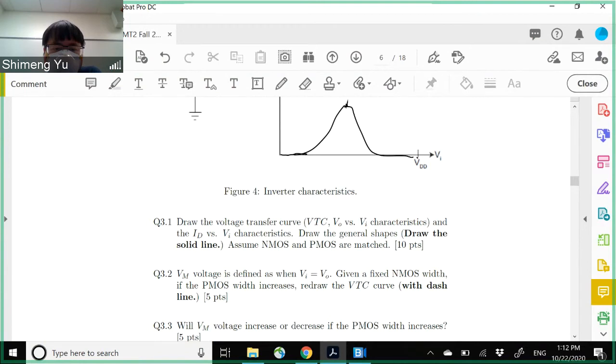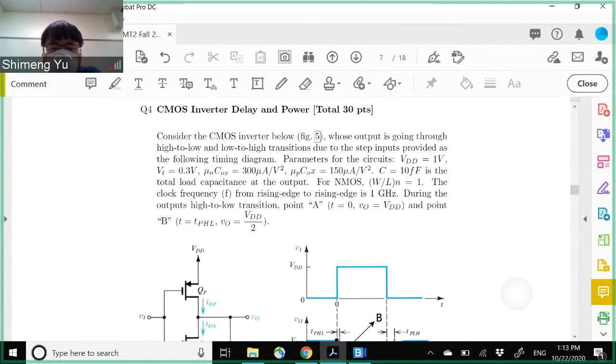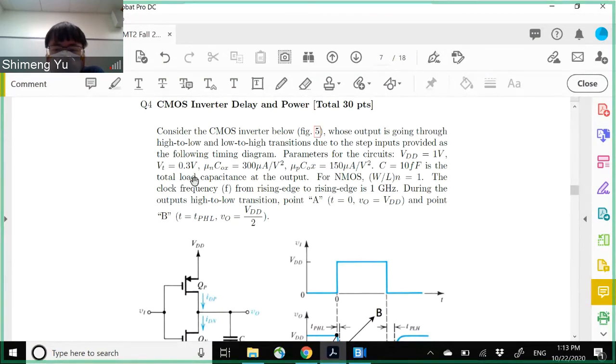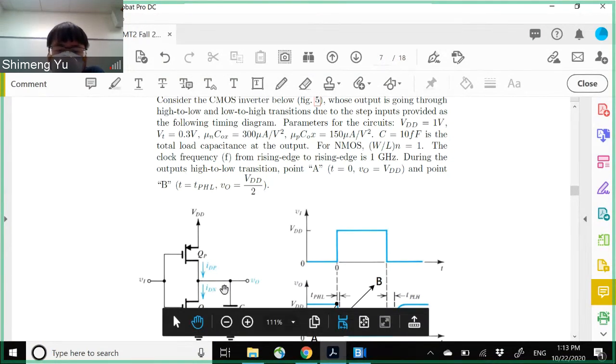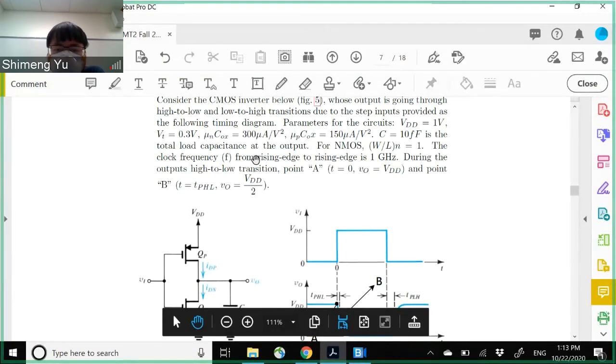And finally, we have Q4. This is the CMOS inverter delay and power. Here we have the parameters for the CMOS inverter, like the power supply VDD, the threshold, mu n Cox, mu p Cox, and the capacitor load is 10 femtofarad. So this is the circuit, and we have NMOS W over L equals 1. And the clock on this inverter from rising edge to rising edge is 1 gigahertz.